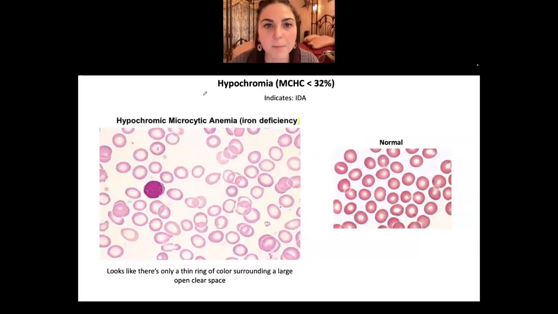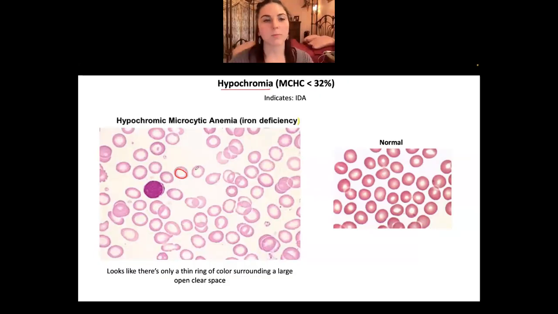Okay, so if you see hypochromia, this term, hypochromatic, anything like that, you're looking at the MCHC. Again, don't need to know that. But this is usually an indication of iron deficiency anemia. So iron deficiency anemia is a hypochromic microcytic anemia. Basically you don't have iron. You need iron to make your red cells. So they're going to be really small, and you're going to have a way more giant central pallor.